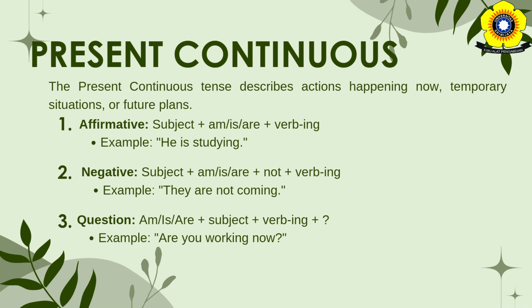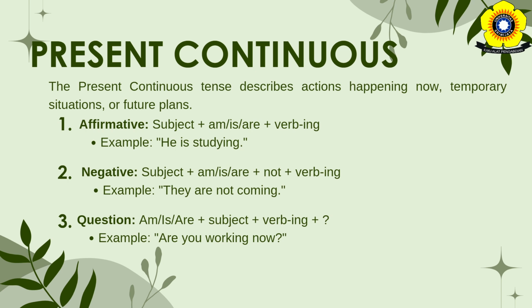Okay, next is present continuous. The present continuous tense describes action happening now, temporary situations, or future plans. For the formula for the form, affirmative one is subject plus am, is, are plus verb ing. Example: he is studying. Second one is negative. The form is subject plus am, is, are plus not plus verb ing. Example: they are not coming.